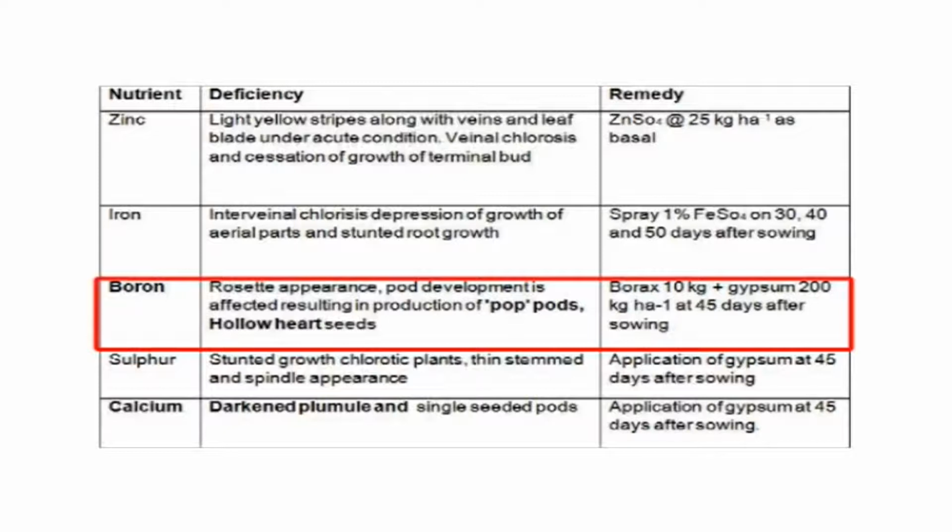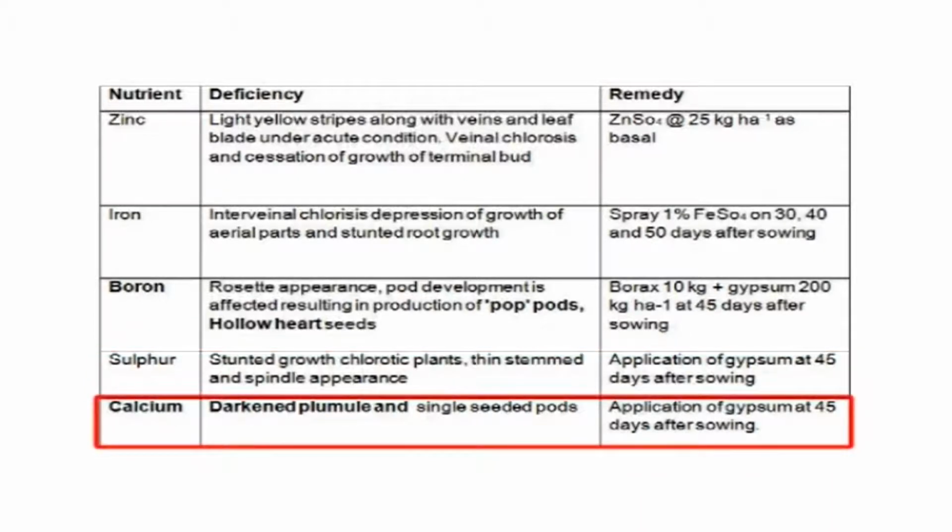So for this remedy we can apply borax 10 kg plus gypsum 200 kg per hectare at 45 days after sowing. Here, sulfur deficiency symptoms are stunted growth, chlorotic plants, thin stems and spindle appearance. For that remedy we can apply gypsum at 45 days after sowing. Then calcium deficiency, the symptoms are darkened plumule and single seeded pods. So we can apply gypsum at 45 days after sowing.